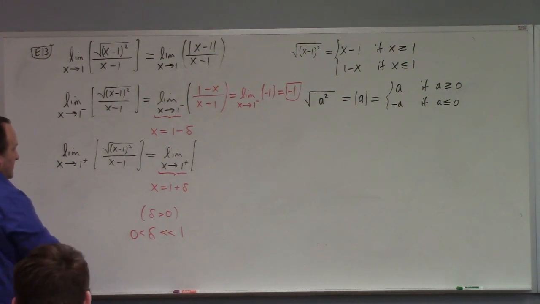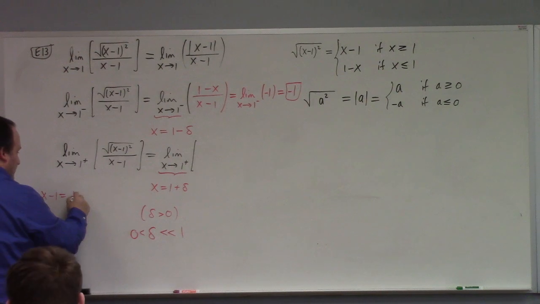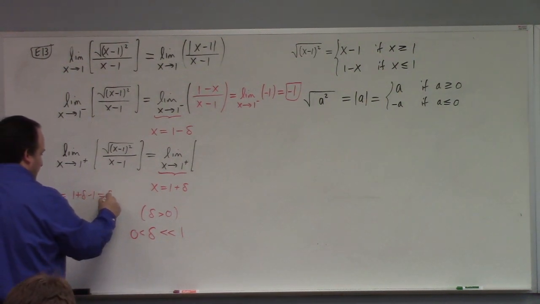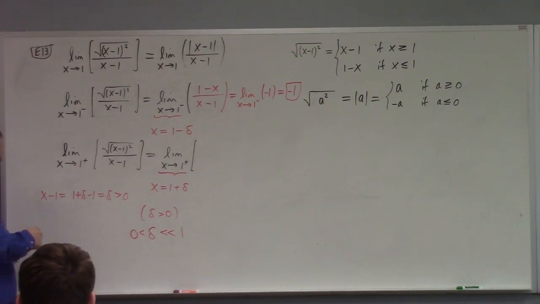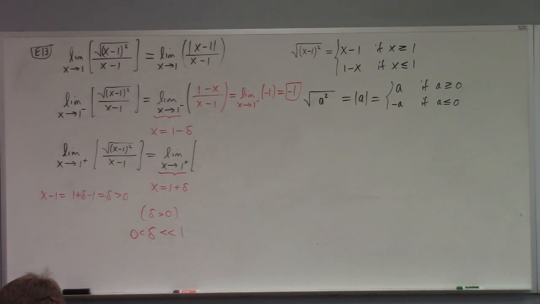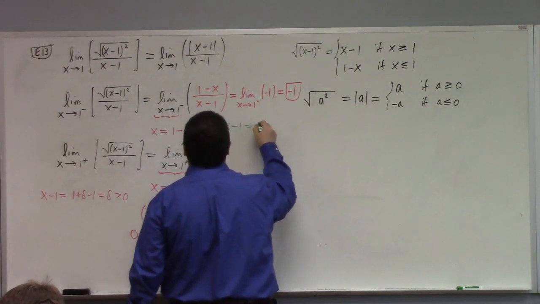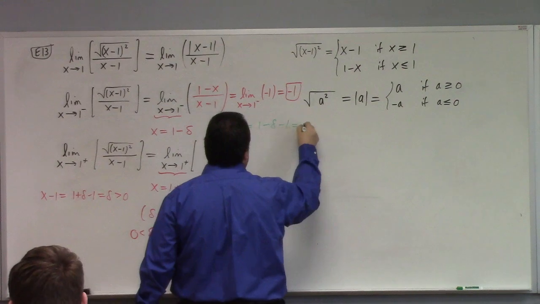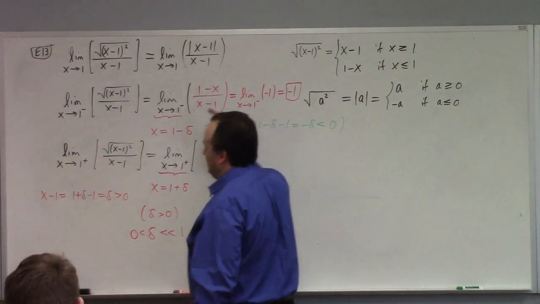So, see how that goes? If I've got x minus 1, well, that's 1 plus delta minus 1, which is just delta, right? In the previous one, if you think about this delta business, x minus 1 is 1 minus delta minus 1, which is minus delta, which is less than 0. So that's how I knew.